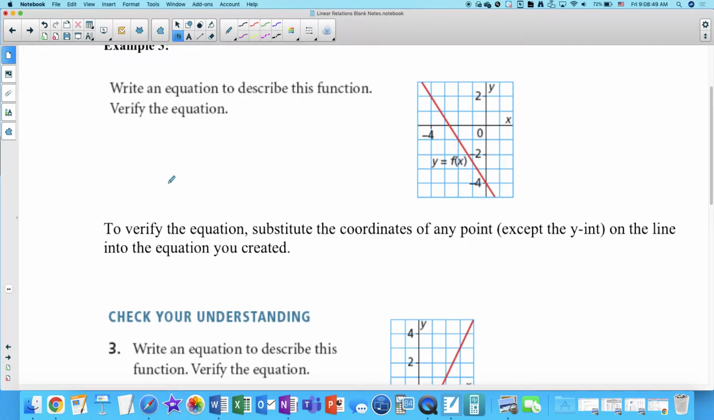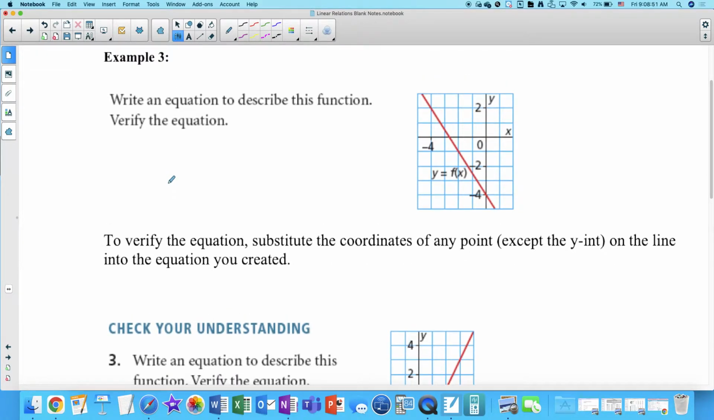Okay, so what I'd also like to talk about today is what if we're going in the other direction? What if we have a graph and we want to figure out the equation of the graph? When we are trying to write an equation, all that we need to remember is that we need two values, the slope and the y-intercept. And we can figure those out from the graph.